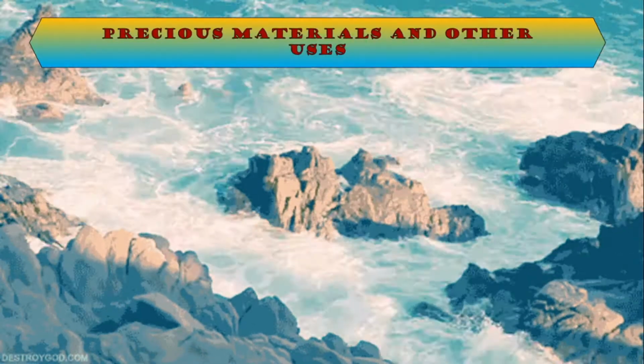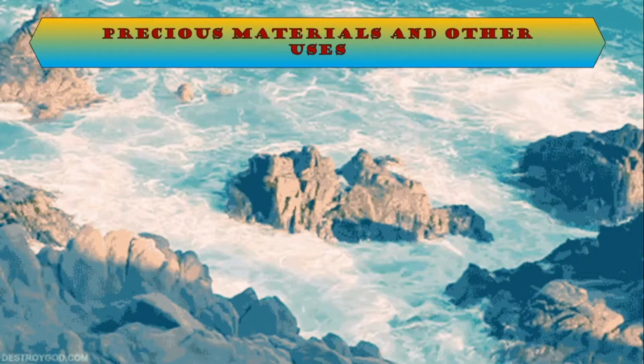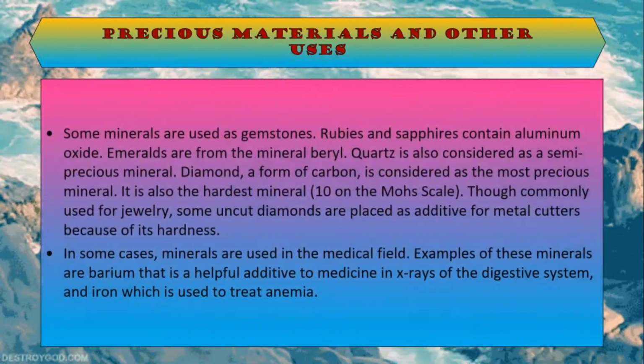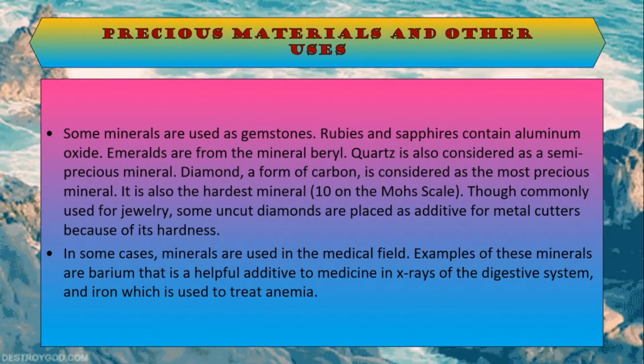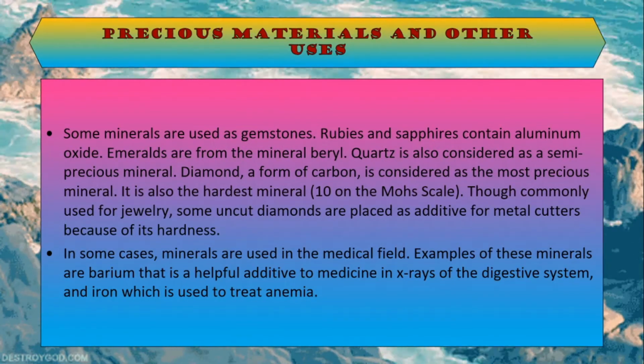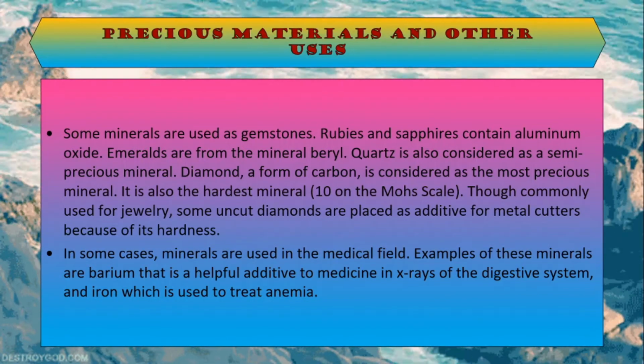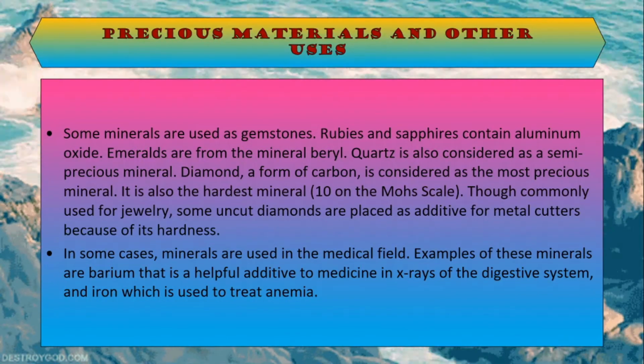Use of minerals as precious materials. Some minerals are used as gemstones. Rubies and sapphires contain aluminum oxide. Emeralds are from the mineral beryl. Quartz is also considered a semi-precious mineral.